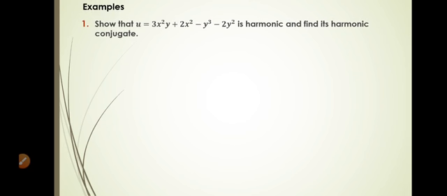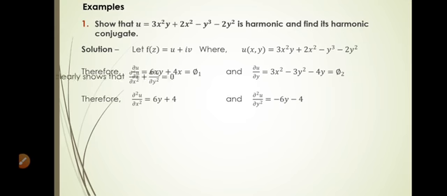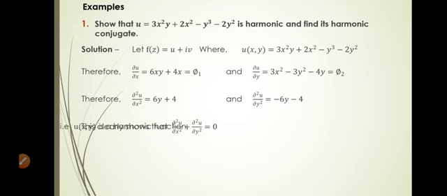To prove that the function is harmonic, you should have two second order partial derivatives of this function u with respect to x and y. Find first order partial derivatives and then find second order partial derivatives ∂²u/∂x² and ∂²u/∂y². Adding these two results we get the answer 0. So it shows that function u satisfies Laplace equation and hence it is a harmonic function.